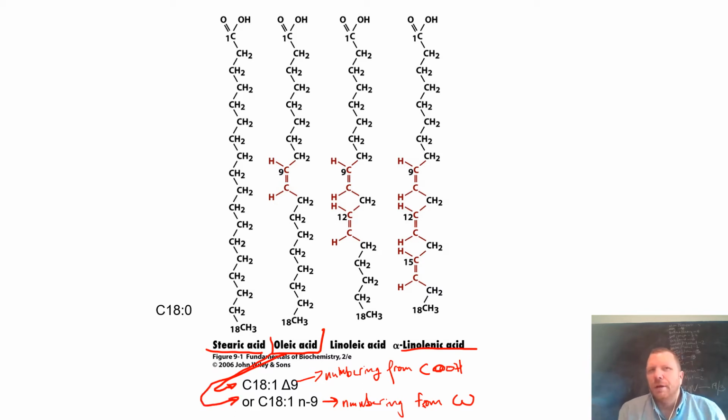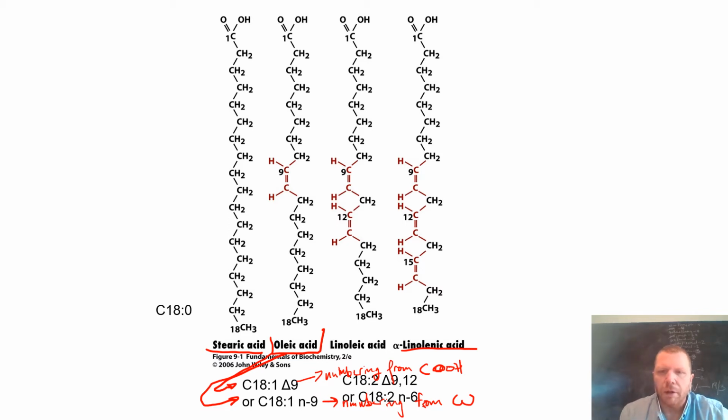Okay, so I think whenever you look at a different fatty acid, say a 16 carbon long fatty acid, delta 9 and N-9 are going to show different things. Now, with that said, let's look at our other two, linoleic acid and alpha-linolenic acid.